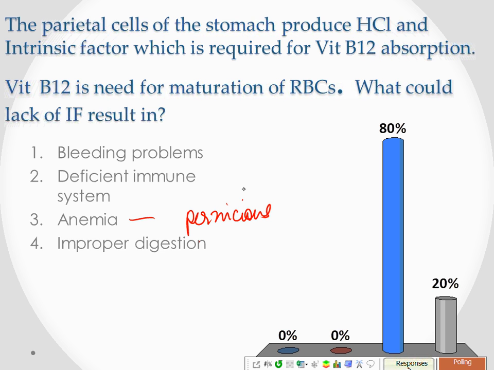And in such people, it's very treatable. What you do is you inject vitamin B12 into their muscle, and from there it gets absorbed into their bloodstream. So they don't take it through the digestive tract. So that's what happens.